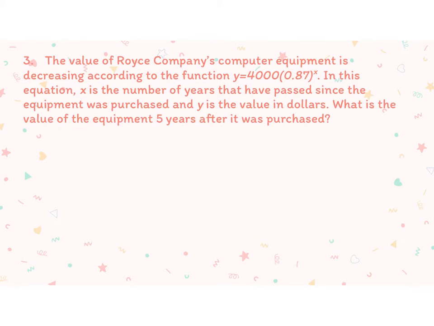Let's take a look at number 3. The value of a company's computer equipment is decreasing according to the function y equals 4,000 times 0.87 to the x power. In this equation, x is the number of years that have passed since the equipment was purchased, and y is the value in dollars. What is the value of the equipment 5 years after it is purchased?